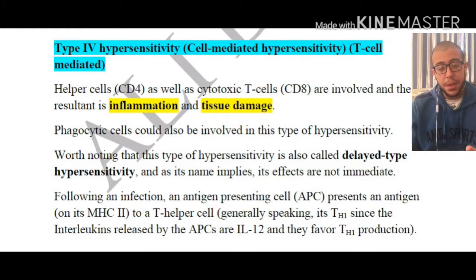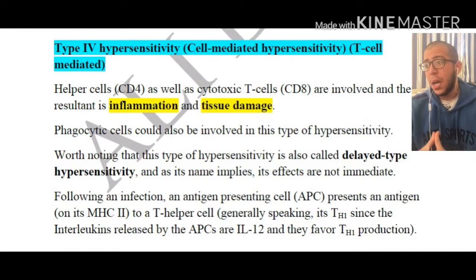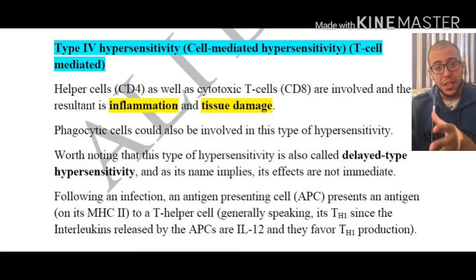Essentially, the T helper cells, the CD4, and the cytotoxic T cells, the CD8, are going to be responsible for tissue damages and inflammations. Also, phagocytic cells could be involved in this type of hypersensitivity. Now, it is worth noting that it is also called a delayed type hypersensitivity, due to a brief delay between the effect of this type of hypersensitivity in contrast to the other types.